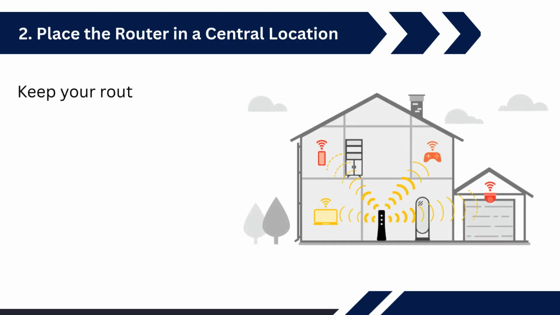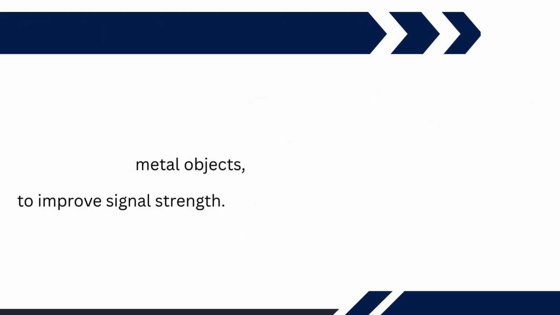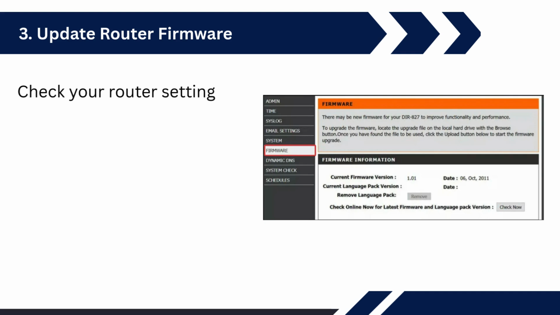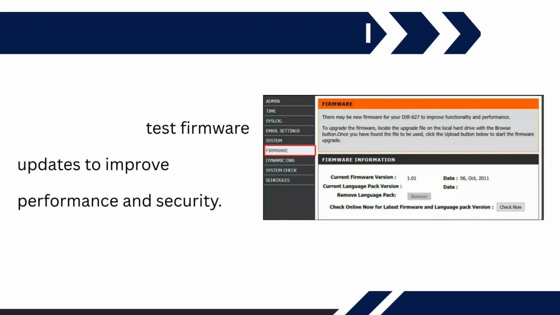2. Place the router in a central location. Keep your router in the center of your home, away from walls and metal objects, to improve signal strength. 3. Update router firmware. Check your router settings and install the latest firmware updates to improve performance and security.